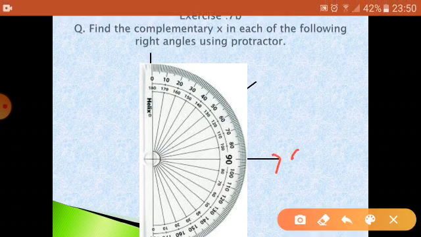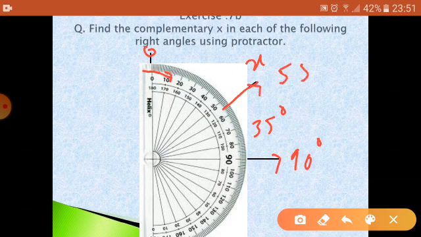This is your 90 degree, this is your 0 degree, okay, and this is your 35 degree and this is your x. Your target is to calculate x. Now see, let's start from here. 0, 10, 20, 30, 40, 50, and then see this black line. Where is this black line going? Exactly at 55 degrees. See how easy this is.